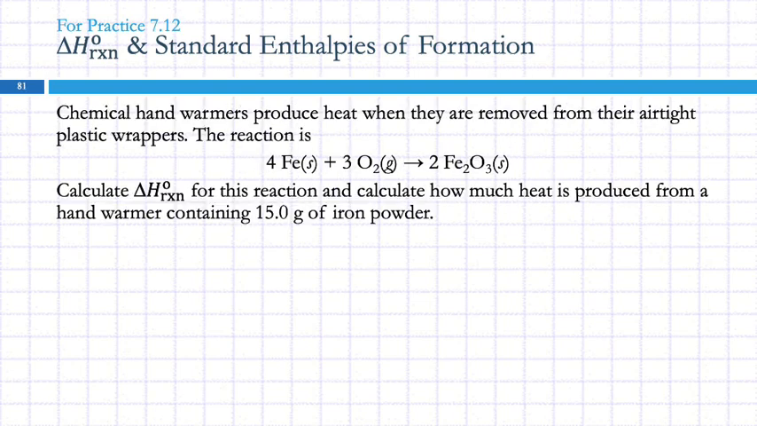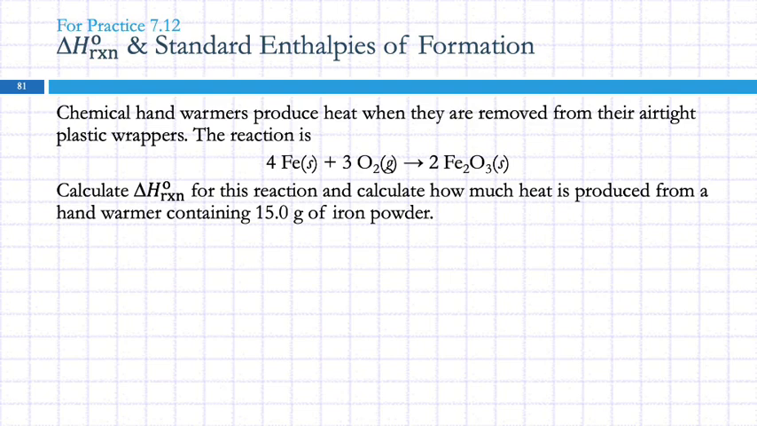Here's another one, back to those chemical hand warmers. This is the reaction, Fe plus O2 to make 2 Fe2O3. Calculate the standard heat of reaction and calculate how much heat is produced from a hand warmer containing 15 grams of iron powder.